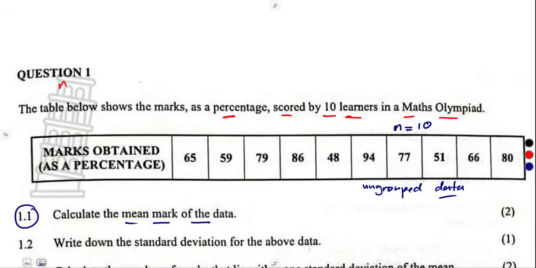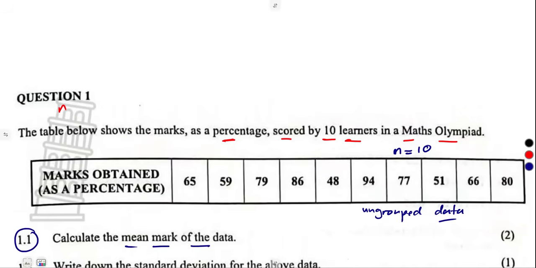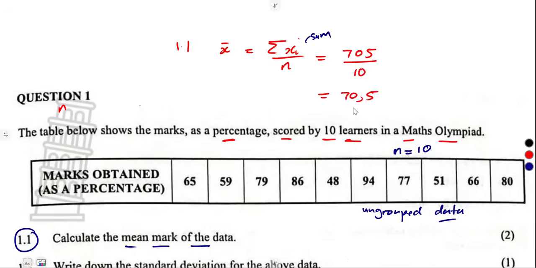We do understand the mean is simply the sum of terms over the number of terms. This one is a direct part. I told you guys that it's the sum of terms over the number of terms. So we are supposed to add all the terms that we are given. We are going to obtain 705 over the number of terms, which is 10. That gives us the mean of 70.5 from our calculation.